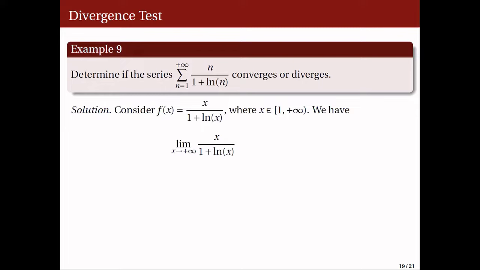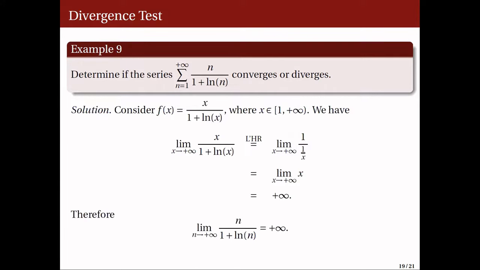We have the limit of f of x equal to the following using L'Hopital's rule. So we have the limit of 1 over the quantity 1 over x, and simplifying this expression gives us the limit of x as x approaches infinity, and this is obviously equal to positive infinity. Therefore, the limit of n over the quantity 1 plus ln of n as n goes to infinity is equal to infinity. Hence, we can conclude by the divergence test that the given series is divergent.